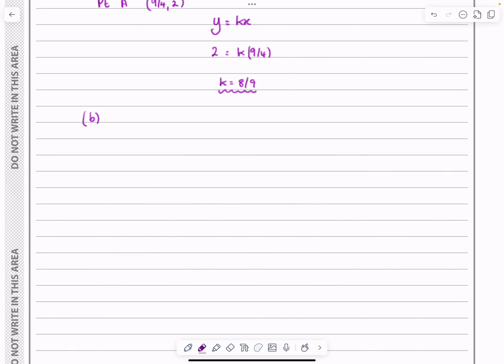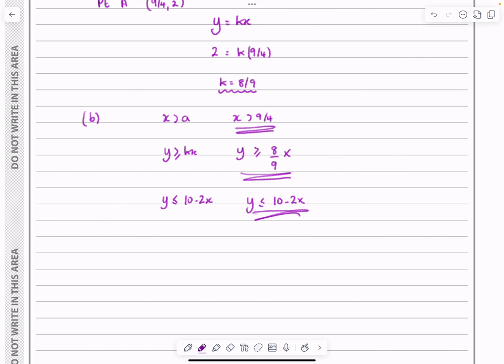We're going to have x greater than a, well that's x greater than 9 over 4 now. We had y greater than kx, so that's going to be greater than or equal to kx, so that's greater than or equal to 8 over 9 x, and we had the last one as y less than or equal to 10 minus 2x, well it stays as y less than or equal to 10 minus 2x. So my three answers then are those three there.